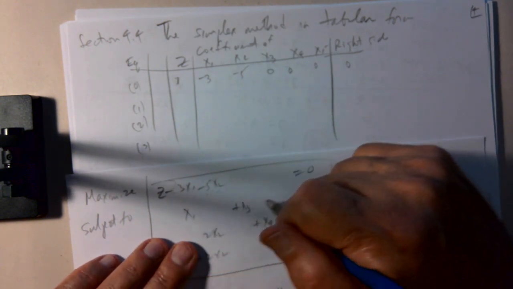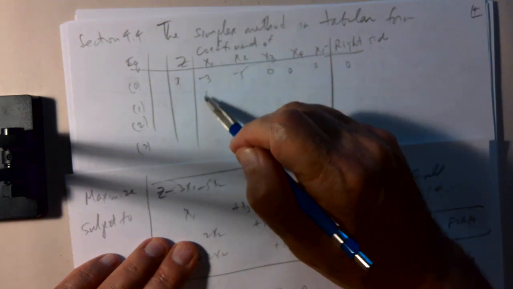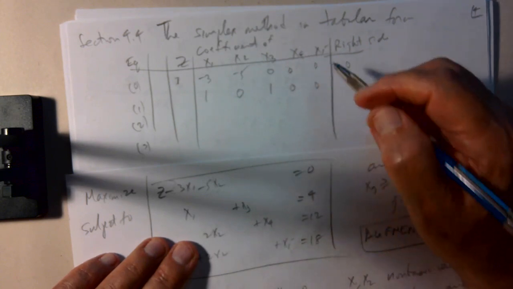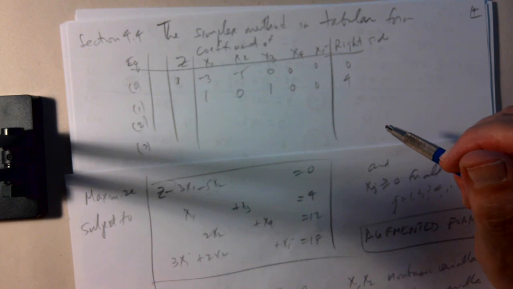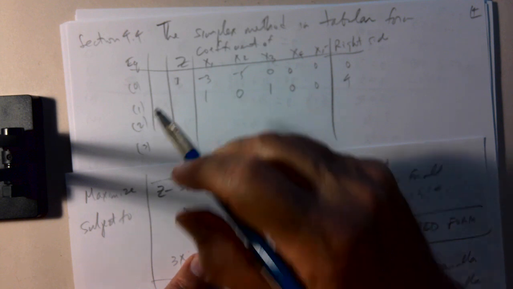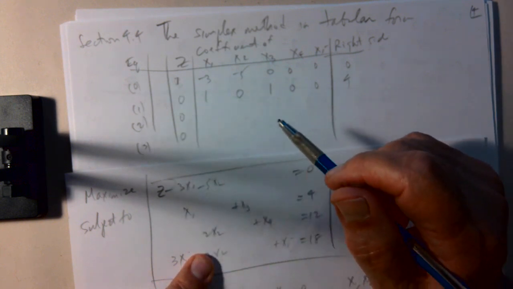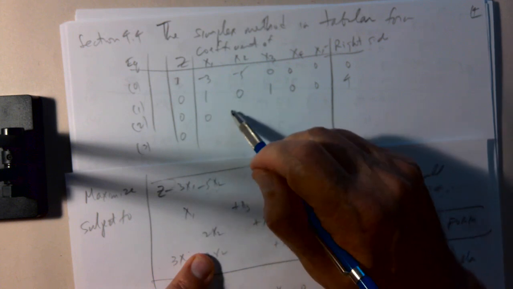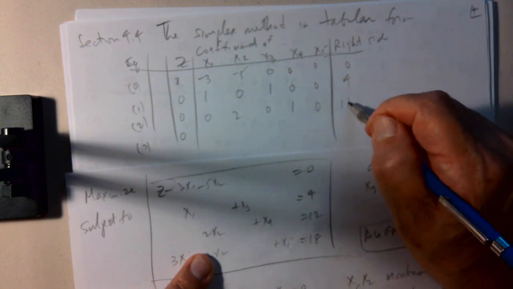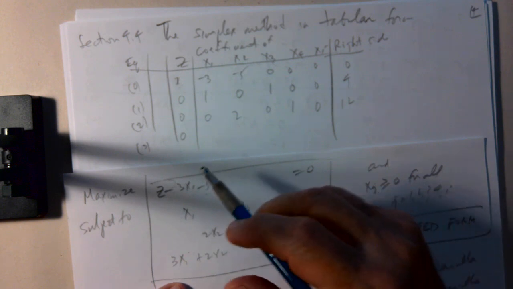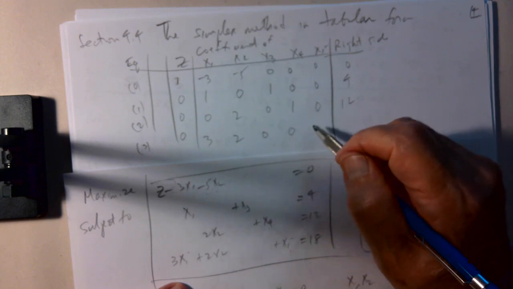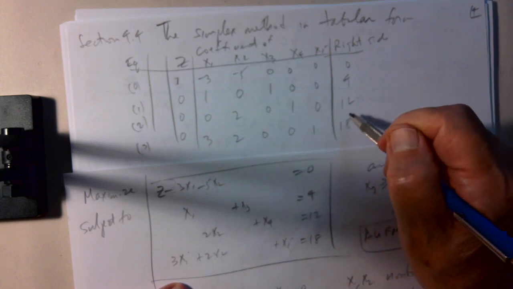Our second equation is x1 plus x3 equals 4. The coefficient of x1 and of x3 is 1. The coefficients of x2, x4, and x5 are 0. And the right side is a 4. For the equation 2x2 plus x4 equals 12, these are all 0. There's no z. 0x1, 2x2, 0x3, 1x4, 0x5 equals 12. And for the last equation, it's 3x1, 2x2, 0x3, 0x4, 1x5 equals 18.